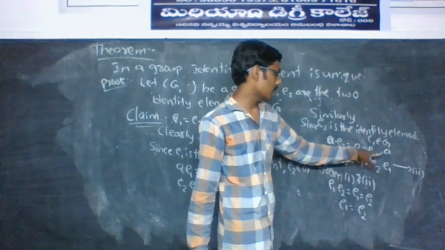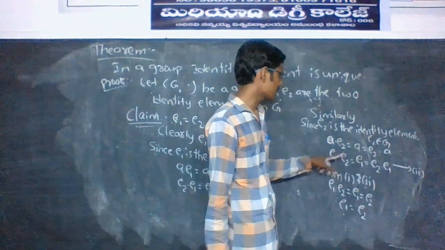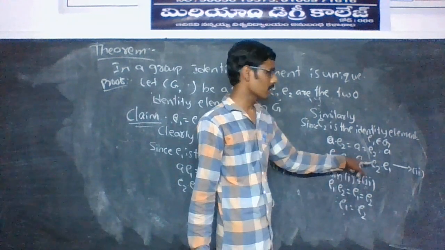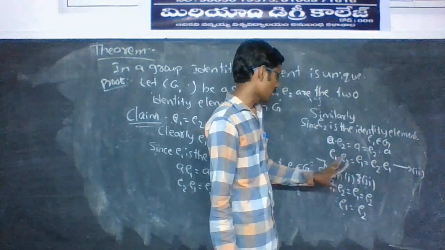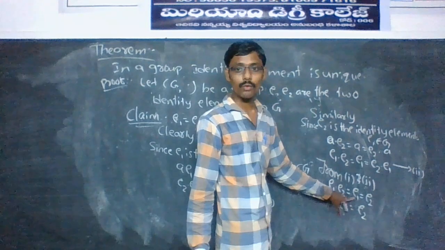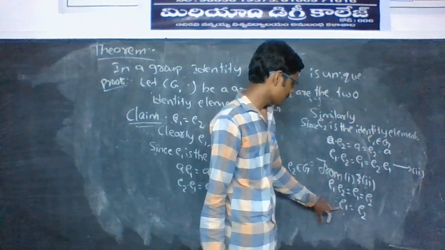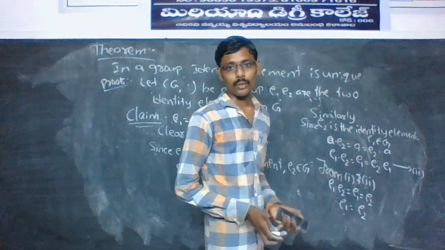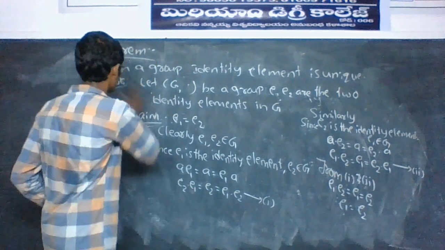E2 · A = A = A · E2. Replace A by E1: E2 · E1 = E1 = E1 · E2. From 1 and 2, E1 · E2 = E1 · E2. Therefore, E1 = E2. Hence, the theorem is proved.